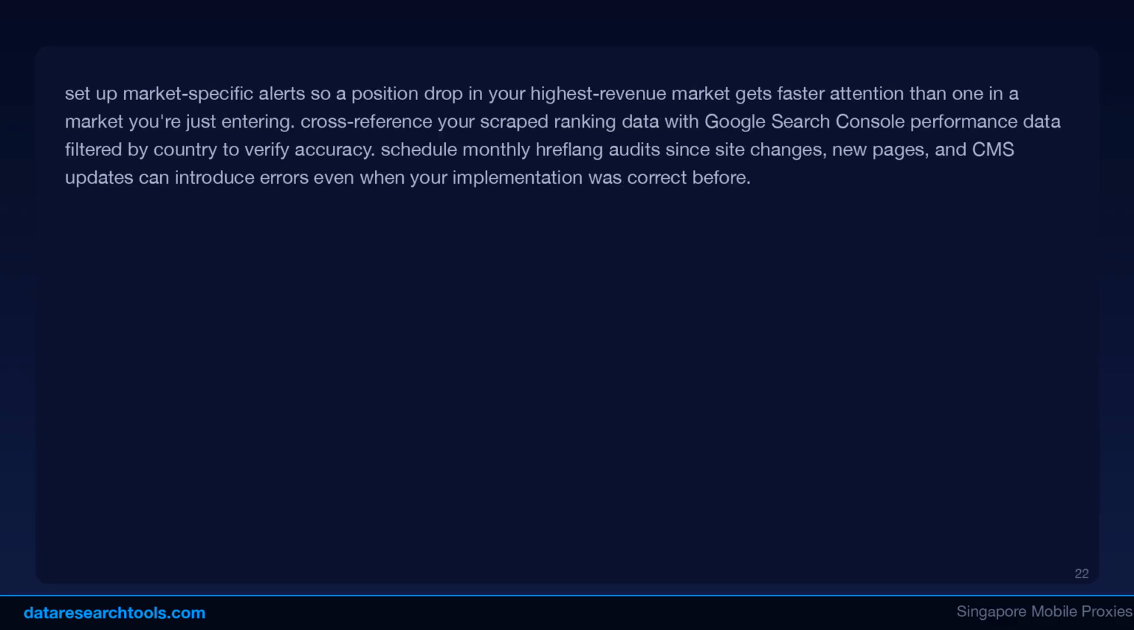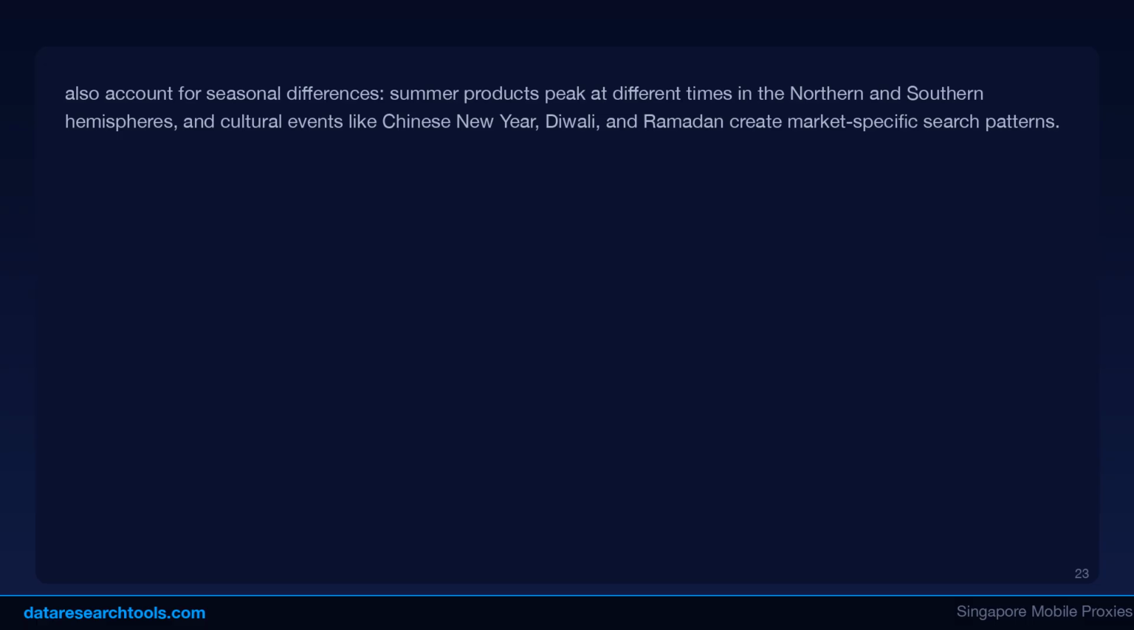For operations tracking 15 or more countries, managing separate proxy pools becomes complex. Consider using a single proxy provider with global coverage and country targeting API parameters, which simplifies management significantly. Maintaining relationships with regional proxy providers can also provide better IP quality in specific markets where global providers have weaker coverage.